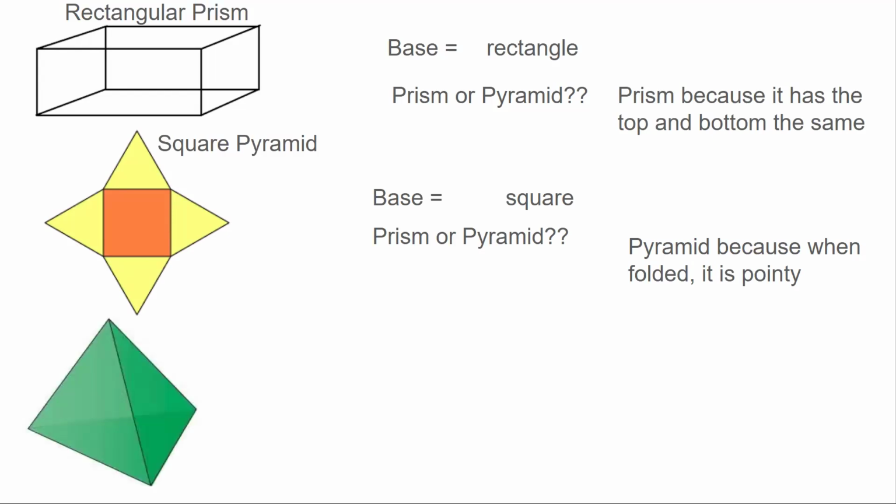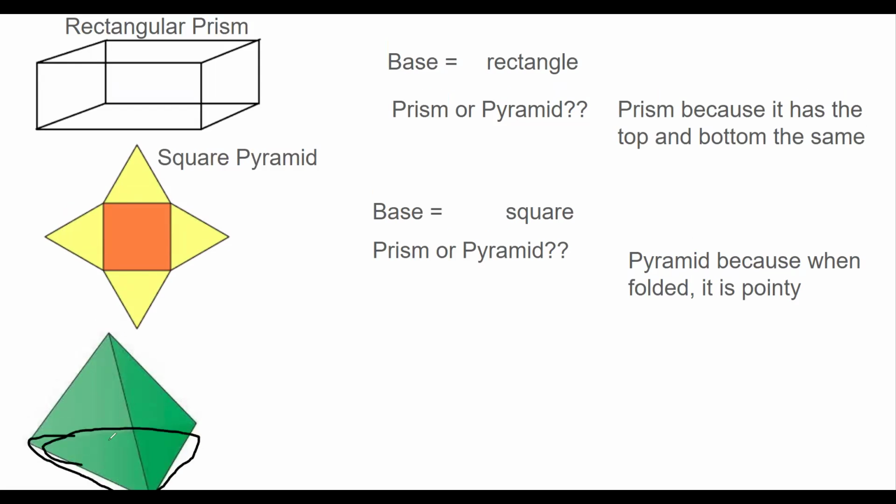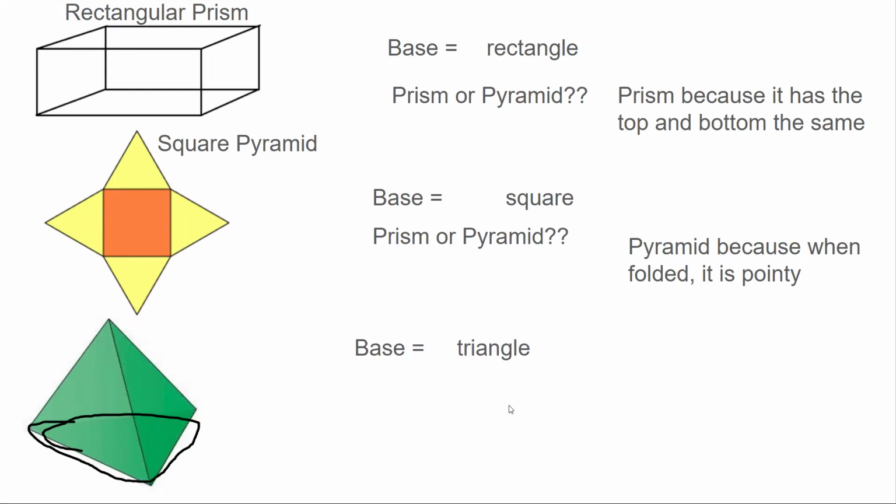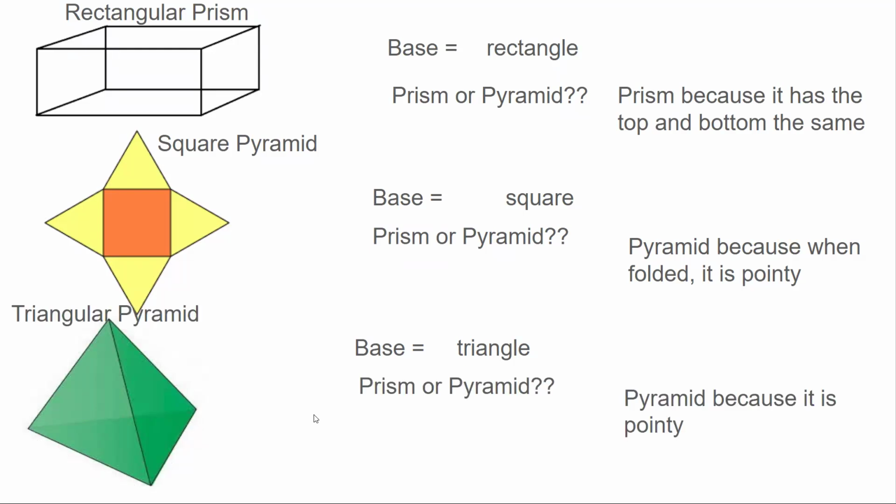All right, this. So if you look at this, let me point out the base. The base is here. So that's a triangle. And is it a pyramid or is it a prism? So if it was a prism, you would have the top and bottom as the same, but it's not. So it's a pyramid. And so you call it a triangular pyramid.